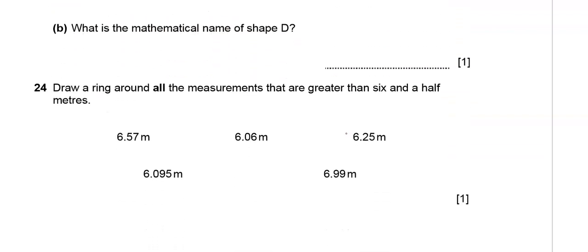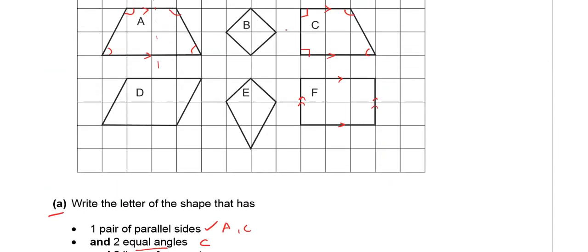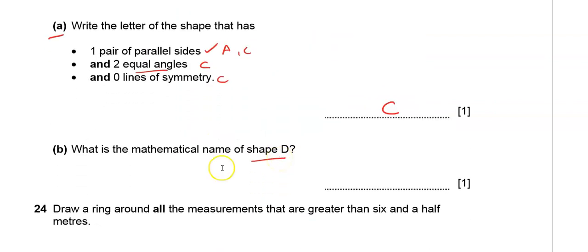Part B, what is the mathematical name of shape D? Shape D has 2 pairs of parallel sides, and this is what we call a parallelogram. Parallelogram.